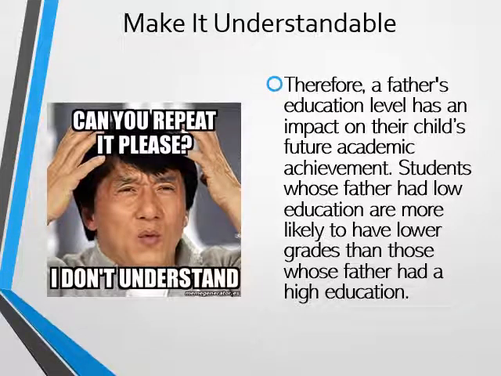Once you've analyzed your data, it's really important to make it understandable to the reader. Therefore, you can include a summary statement which ties all of your points together and makes it more easily understood. Using the example that we've been doing with comparing a father's education level to student achievement, we summarize this statement: Therefore, a father's education level has an impact on their child's future academic achievement. Students whose fathers had a low education are more likely to have lower grades than those whose fathers had a high education. That's much easier to understand than p-values and degrees of freedom and all of those formulas that not everyone gets.